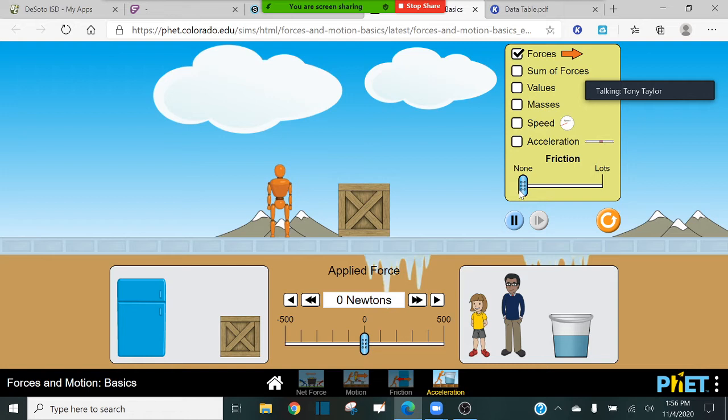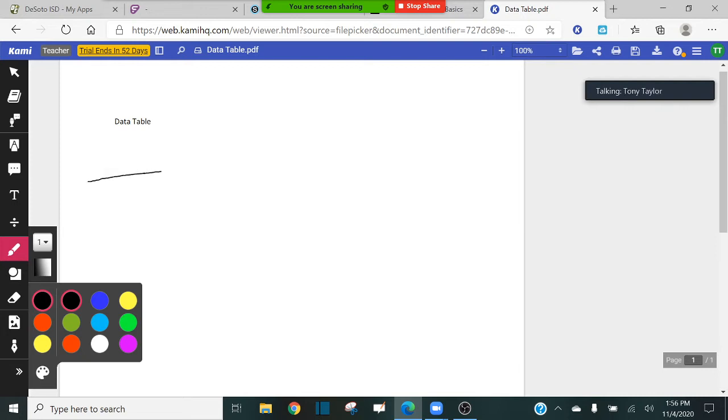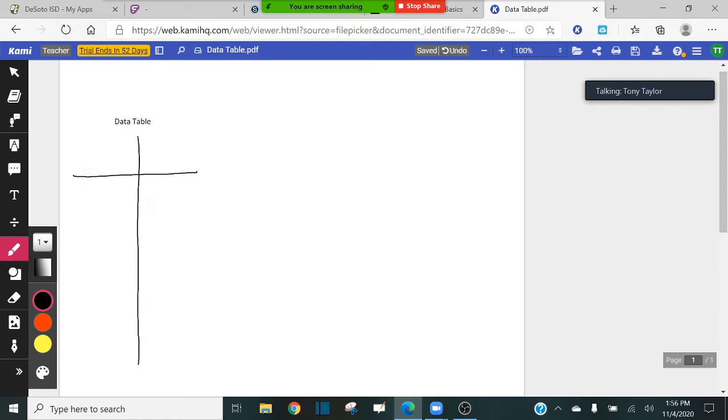Okay, so guys, let me write out just a few things that I want you to do. Again, you cannot use the examples that I'm doing. You have to do your own data. So, for example, the first example that I want to do, I want to collect data where I figure out the relationship between force and acceleration.